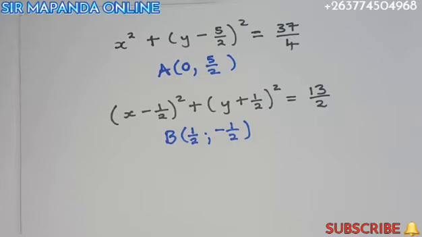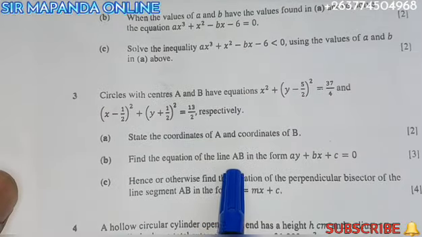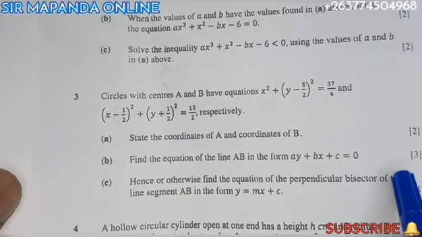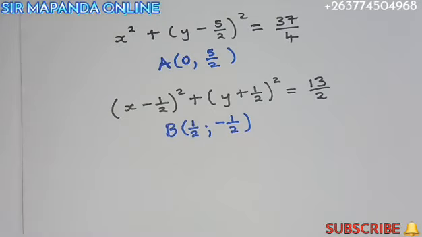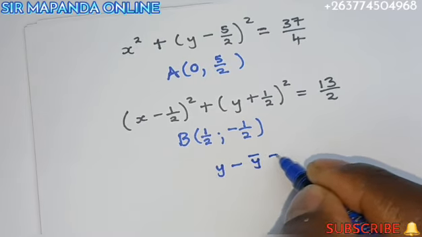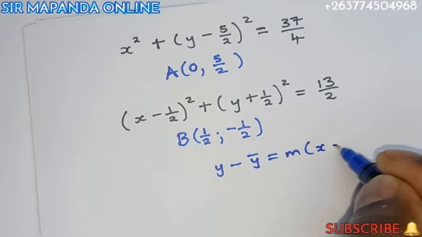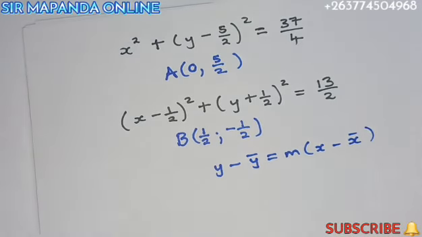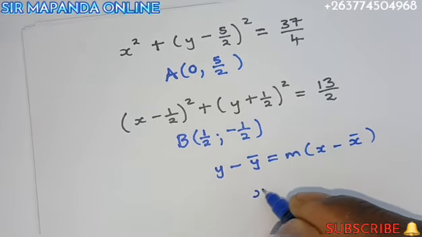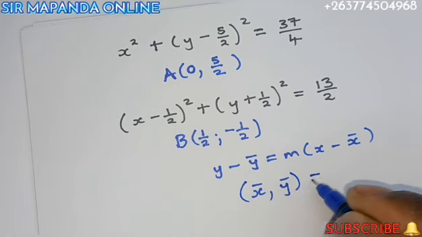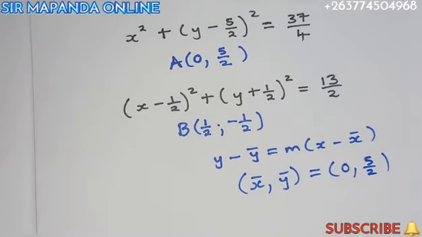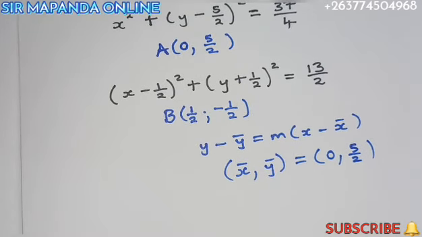All right, we move on to part B of the question. Find the equation of line AB in the form AY plus BX plus C is equals to 0. So to find the equation of the line, let me use this form. Y minus bar y is equals to M open bracket x minus bar x. So bar y and bar x can be any point between A and B. In simple terms, you can say let bar x and bar y be 0 and 5 over 2. I have chosen the point A to represent bar x and bar y.